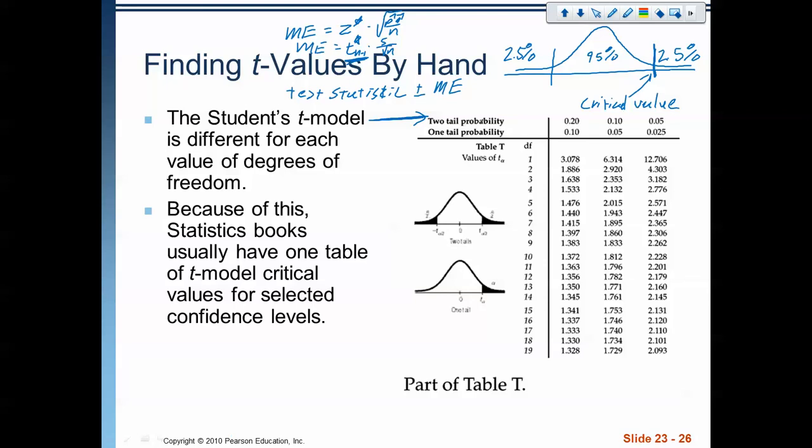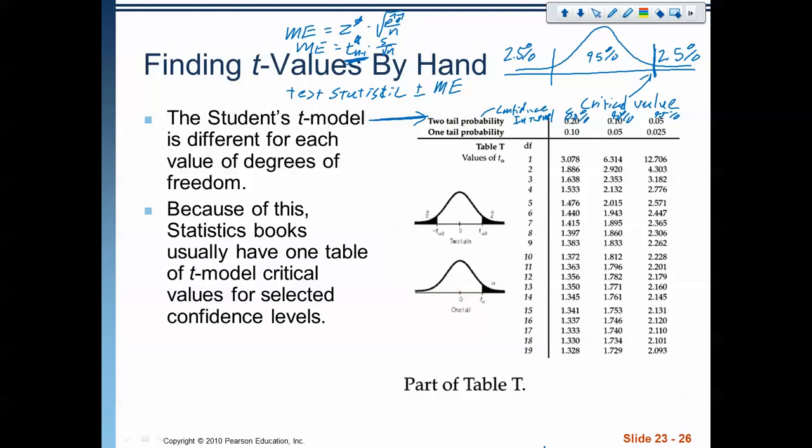So two-tail probability is like a confidence interval, because we're looking at both sides. So this 0.05 right here is 95%. And this one is a 95% confidence interval because 95 plus the 5% on the outside makes 100. And this is a 90% confidence interval because 90 plus 5 plus 5 makes 100. And this one would be an 80% confidence interval.